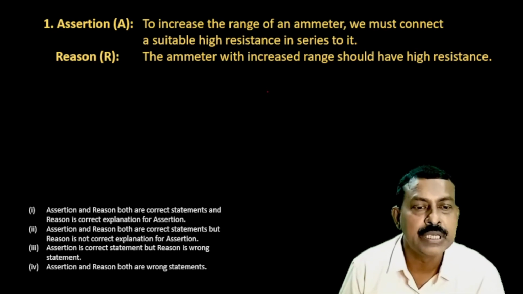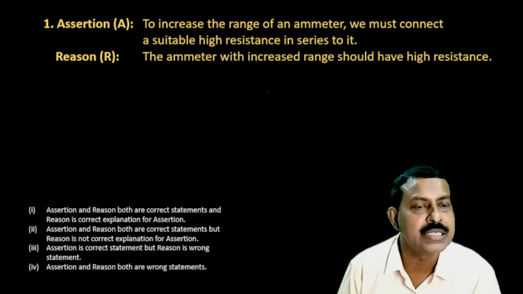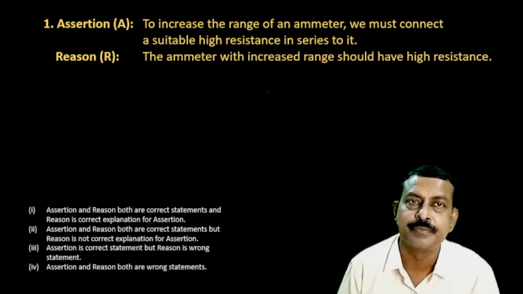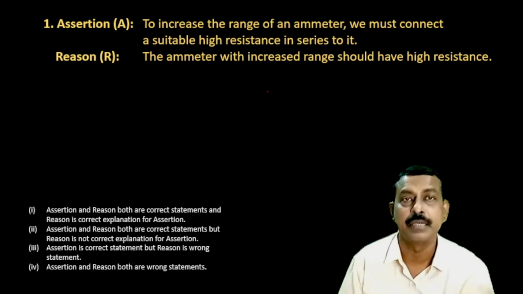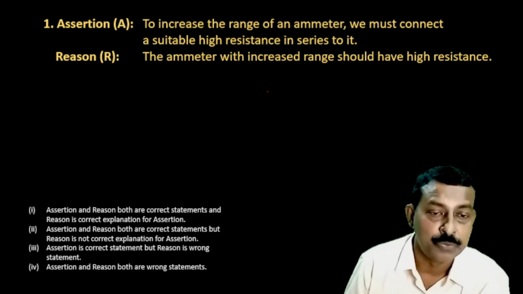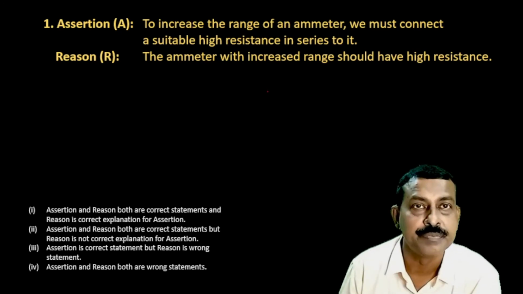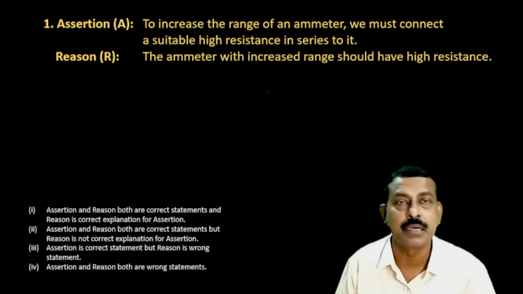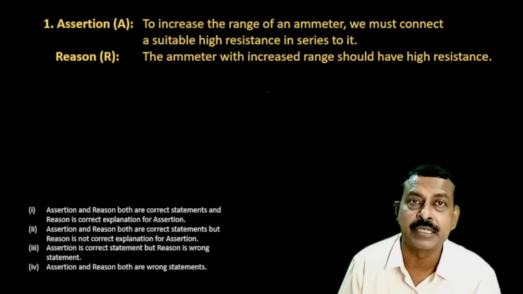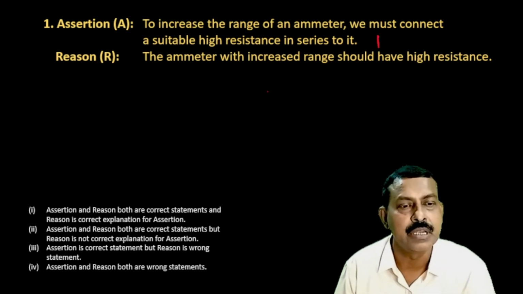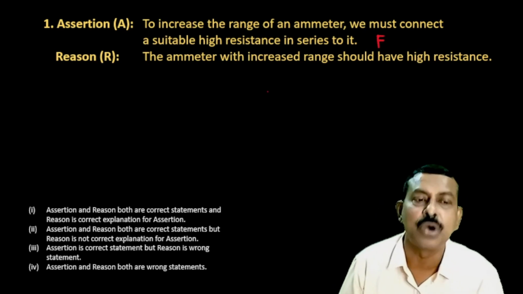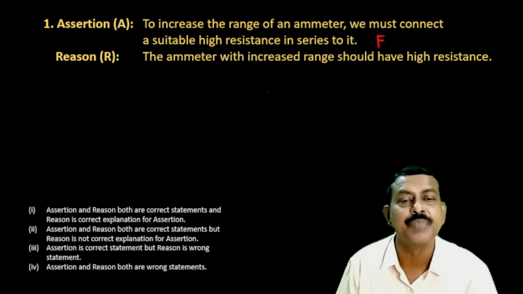Assertion: to increase the range of an ammeter, we must connect a suitable high resistance in series to it. You know that in an ammeter, we connect low resistance. We need the ammeter to have low resistance so that it can measure the current accurately in the given circuit. So obviously this is a false statement, or a wrong statement.